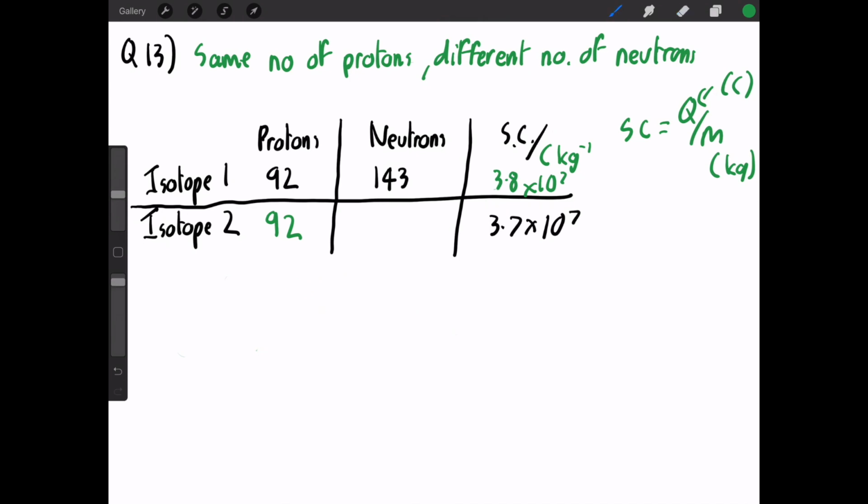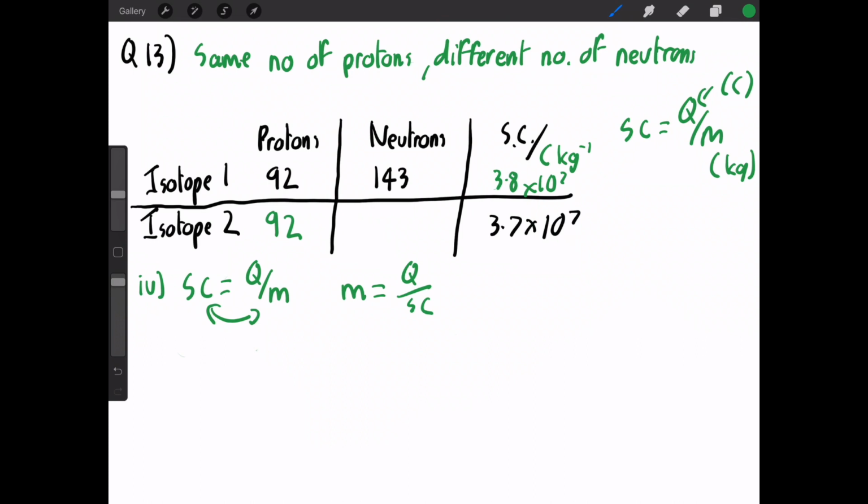Right, part 4. Calculate the number of neutrons in the second isotope and put this number in the table. So a bit harder now, 3 marks. Right, so what we need to do is look at our equation. Specific charge is Q over M, and really we want to work out M in this case. So I'm going to rearrange this equation just by swapping specific charge and M over, and M will be equal to Q over my specific charge.